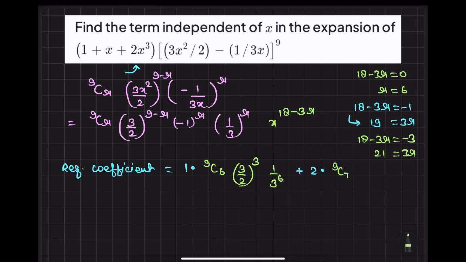So 9C7, 3 by 2 power 2, and then minus 1 power 7 is what? Minus of 1. So this plus 1 will become minus 1. Okay, and then 1 by 3 power 7. Okay, so this is the coefficient of x power 0 in the given question. You can do the simplification part. I would suggest you guys to go with the common. Okay, it will reduce the timing. I hope you got the approach and you can handle similar situations.